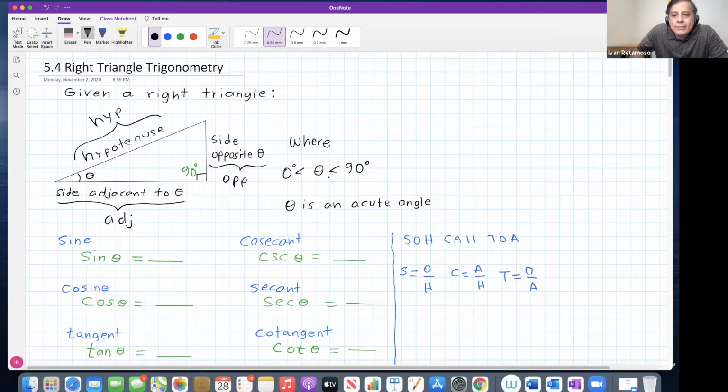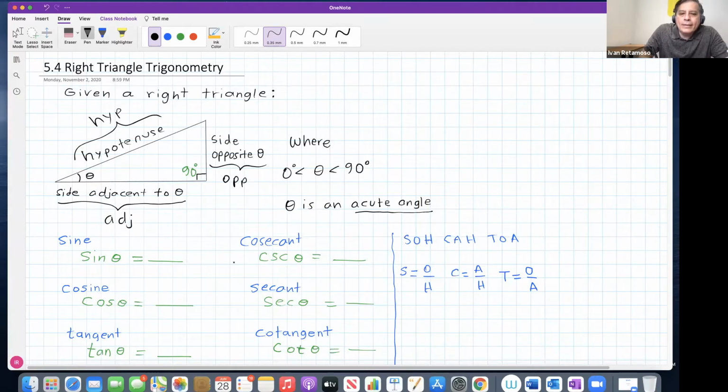The angle is a small angle. It's between 0 degrees and 90 degrees. These small angles, the ones within these two values, are called acute angles. Okay, try to remember this for your homework. Acute angle is any angle between 0 degrees and 90 degrees.